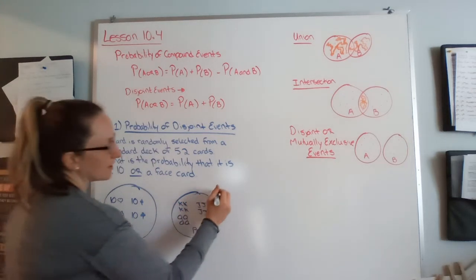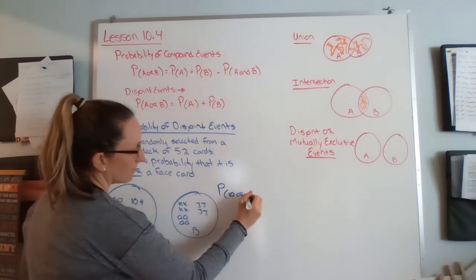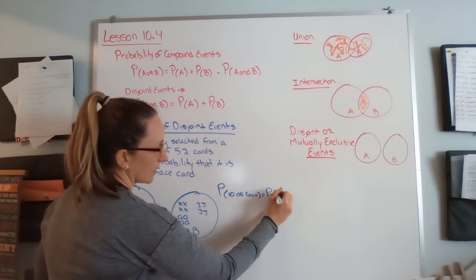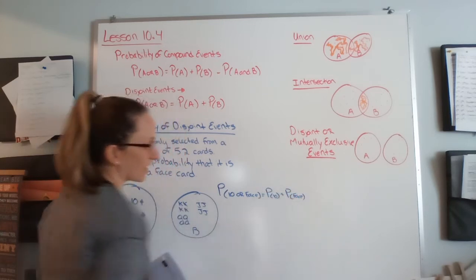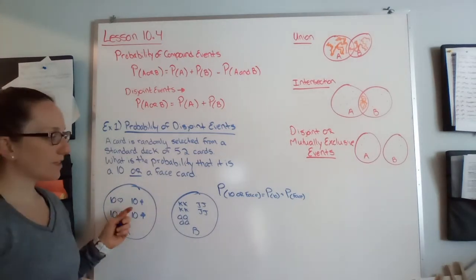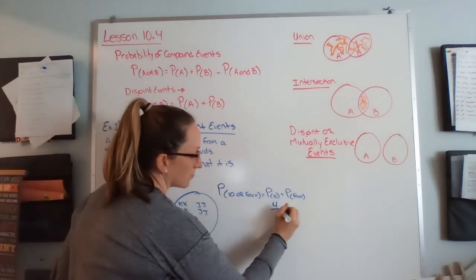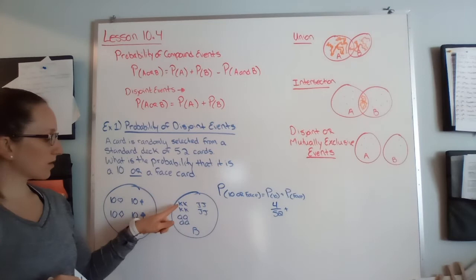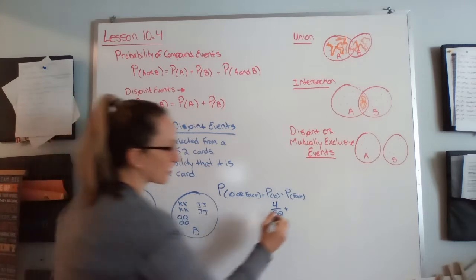Okay? So the probability of selecting a 10 or a face card is going to equal the probability of selecting a 10 plus the probability of selecting a face card. So what is the probability that you're going to select a 10 out of a deck of cards? Well, there are 4 10s out of 52 cards. So 4 out of 52. What's the probability that you're going to select a face card? Well, there are 1, 2, 3, 4, 5, 6, 7, 8, 9, 10, 11, 12 face cards out of 52.